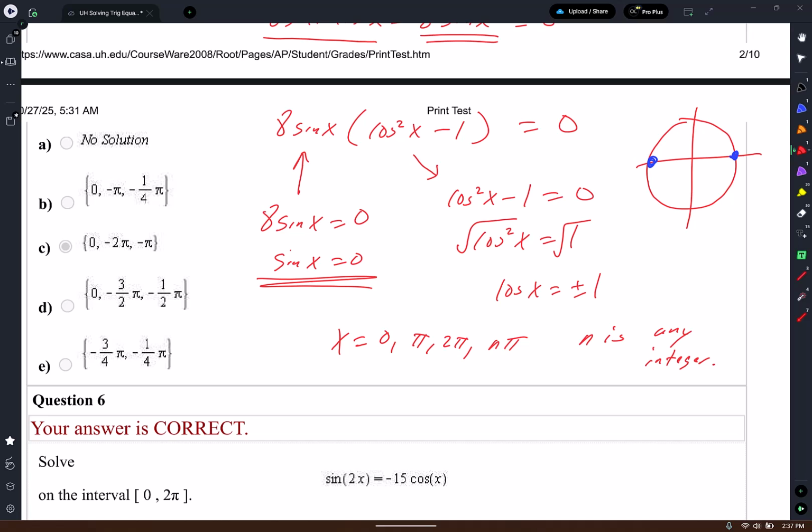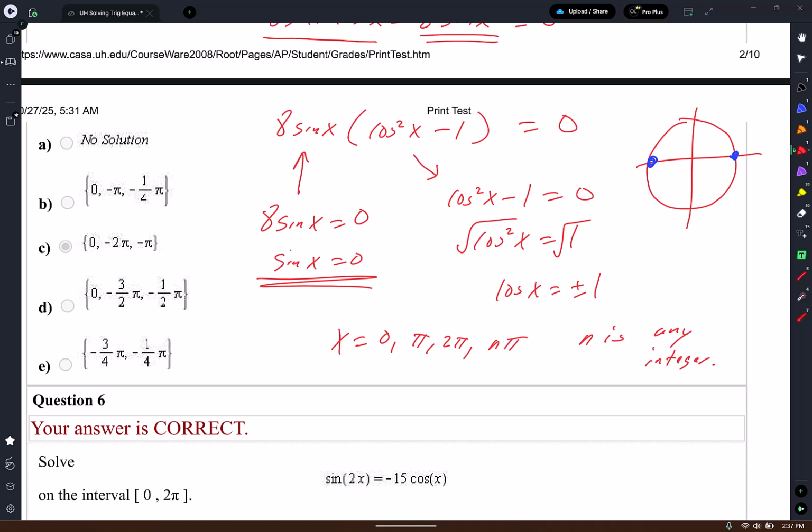Yeah, I just figured it out. If 8 sine x is 0, 0 times anything is 0. So if 8 sine x is 0, I need to know where sine x is 0, because that's how you get 0, right? If 8 sine x is 0, then all this is 0. 0 times anything is 0.